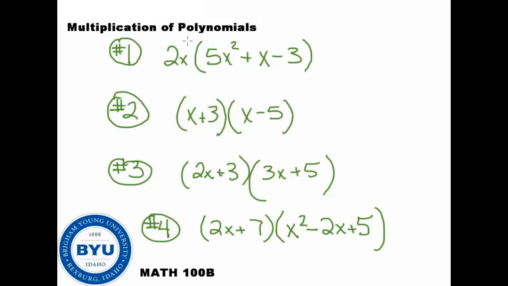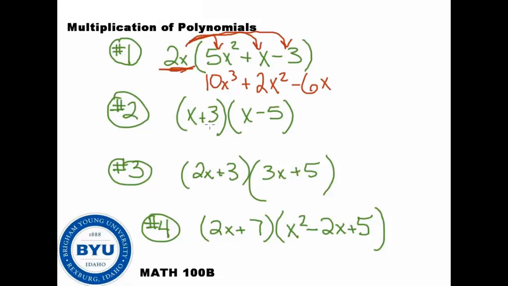Okay, here we go. Let's do it. We're going to go ahead and use the super distribution laws. So I'm going to take this 2x and distribute it to every value inside the parentheses. Every single one is my goal. So 2x times 5x squared, that becomes 10x cubed. 2x times an x comes out to be 2x squared. And 2x times a negative 3 is minus 6x. That's the first one.